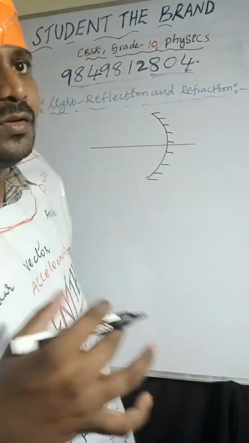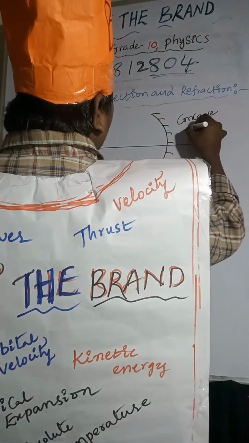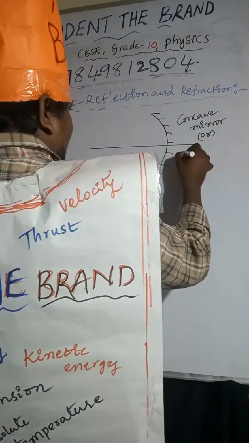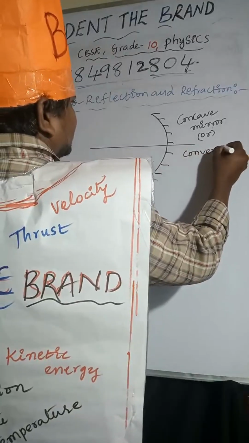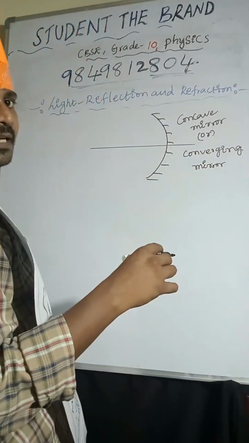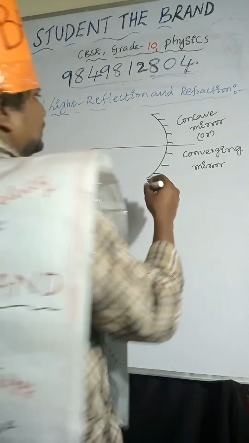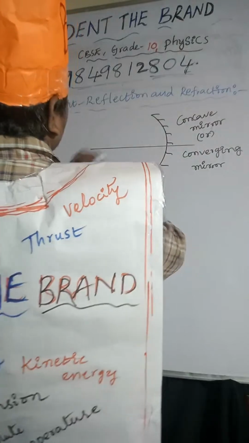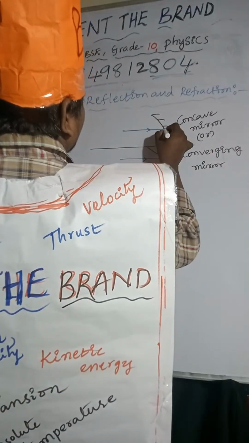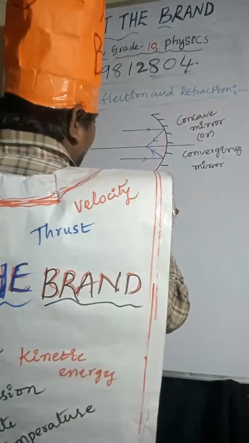A concave mirror is also known as a converging mirror. And a convex mirror is called a diverging mirror.